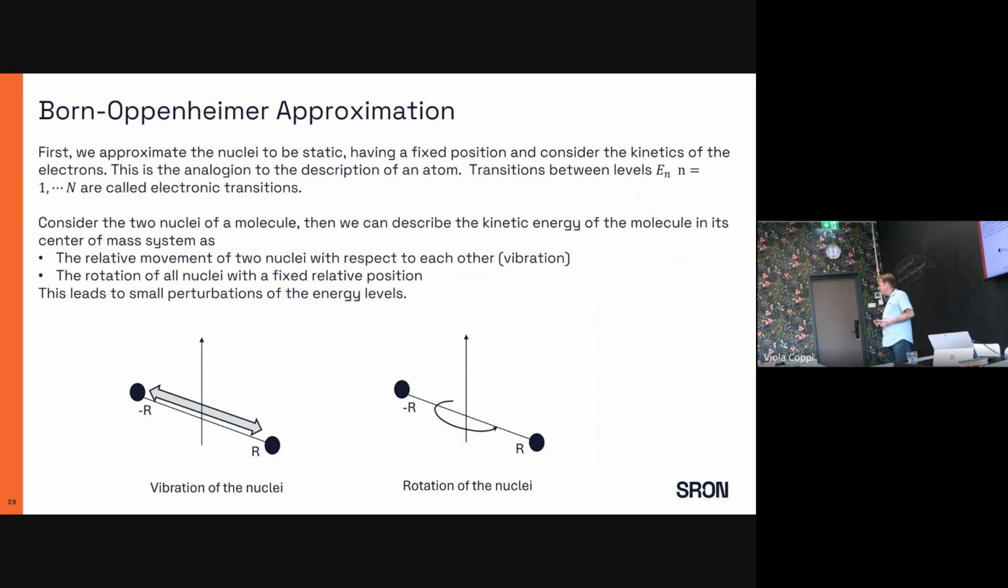Having that picture in mind, it makes sense to say, okay, let us first consider that the nuclei stay where they are, and only consider the electrons. And as a perturbation correction on top of that, we then describe how the nuclei react to the radiation which comes in. That's the basic assumption of the Born-Oppenheimer approximation, right?